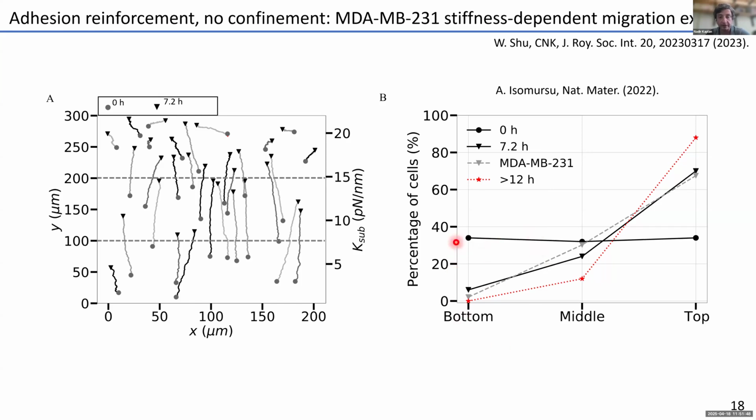So there's a uniform initial condition of cell population on the substrate in simulations, but over time you can observe that the cell population evolves in such a way that most of the cells migrate to the stiffer region of the substrate. And this is in fact in agreement with experiments, which is shown by the dashed lines here.